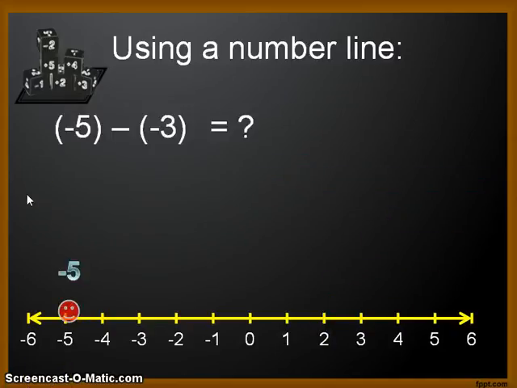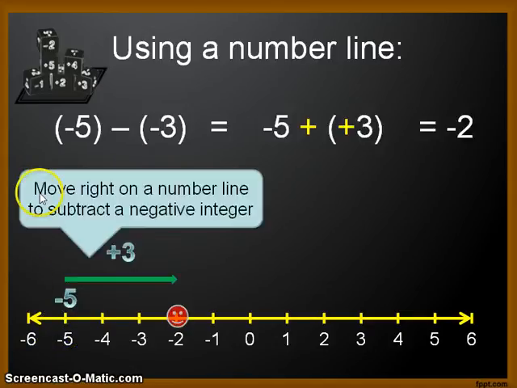Now let's have another example. Negative 5 minus negative 3. So we start at negative 5. How do we subtract negative 3? We have to move 3 places to the right to subtract negative 3. So the resulting integer will be negative 2.